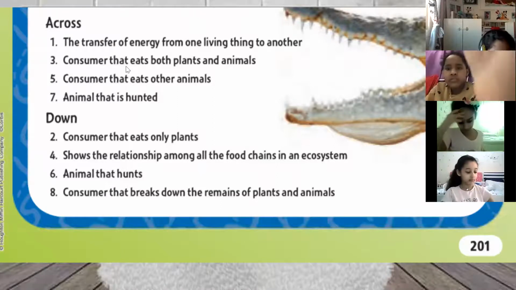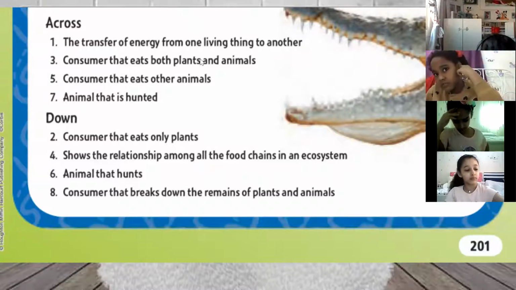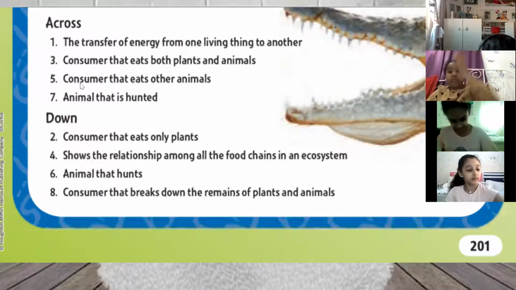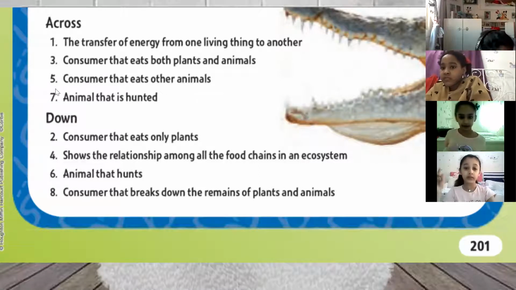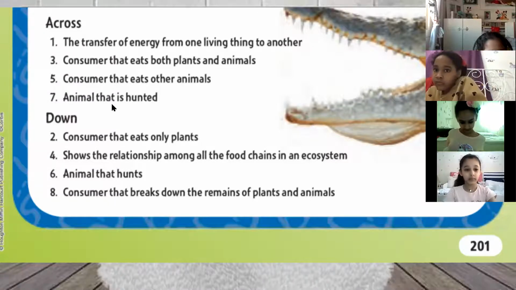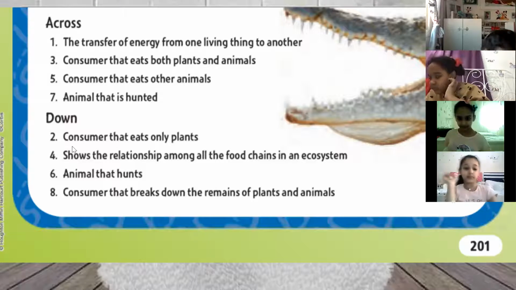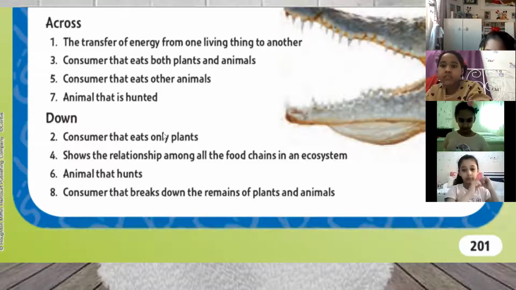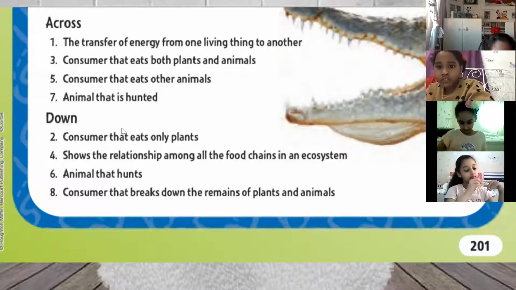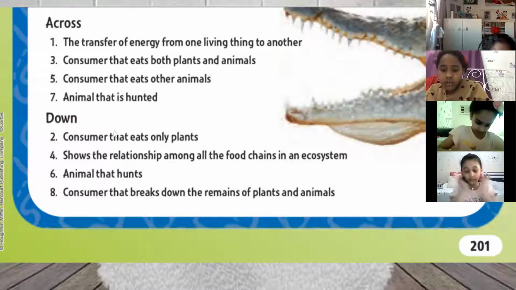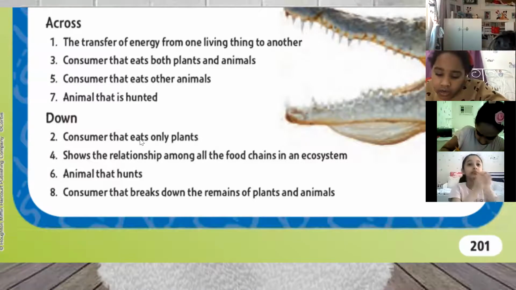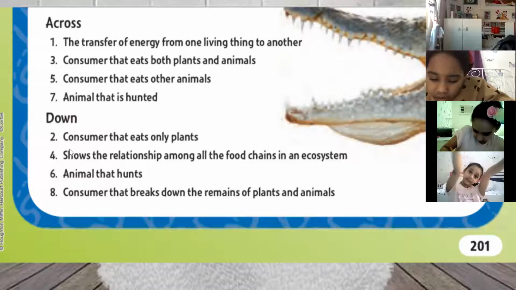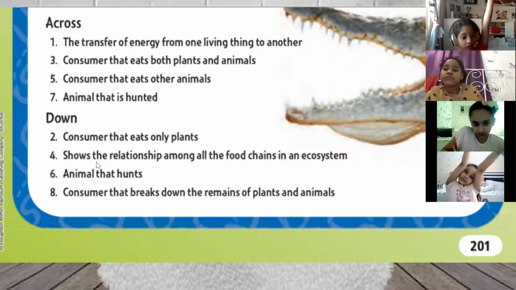A consumer that eats both plants and animals. Omnivore. A consumer that eats other animals. Carnivore. Excellent. An animal that is hunted. Prey. Yes, prey. A consumer that eats only plants. Who eats only plants? Omnivore? Carnivore? Herbivore? Only plants. Excellent. Herbivore. Very good.